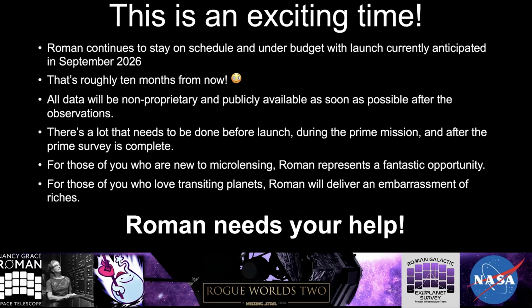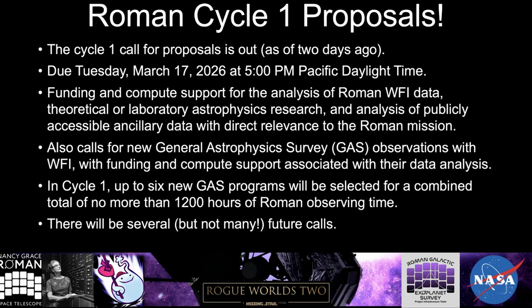This is a great time to remind you that all the data will be non-proprietary. So that means that anyone can analyze it. If you're new to microlensing, this is a great opportunity. If you love transiting planets, there's a lot of planets to analyze. The Cycle 1 call for proposals just came out a few days ago. They're due March 17th. If you want to know about it, you can ask me, or you can just look it up online. There will be funding for analyzing data that comes from the surveys that are already planned, but there's also an opportunity to apply for new time as well.